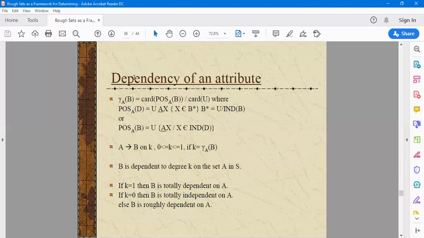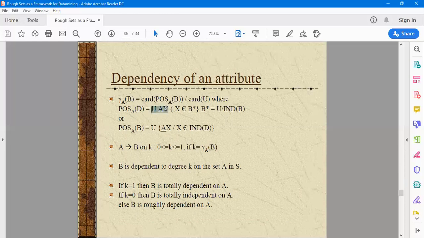So coming to the next, dependency of an attribute. The dependency of an attribute, gamma A of B, is equal to the cardinality of the positive region A of B divided by the cardinality of the entire set U. Okay, that means the total number of objects. Now, first we will see the positive region A of D. D is the decision attribute here, okay, where B can be anything, even a conditional attribute or a set of conditional attributes or maybe the decision attribute.